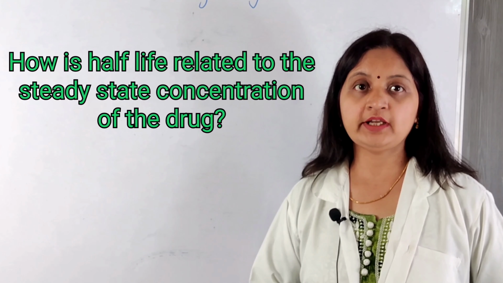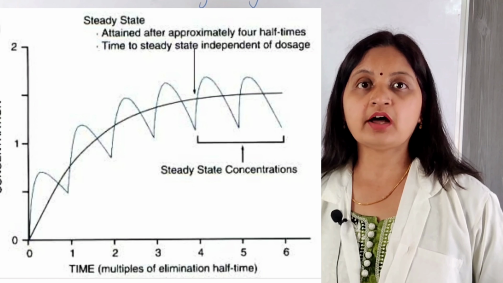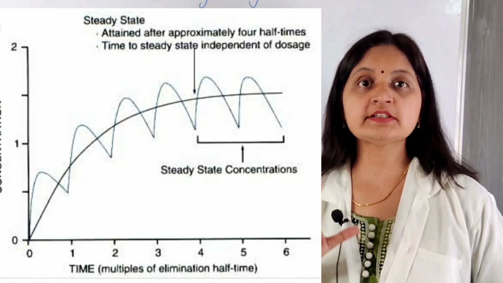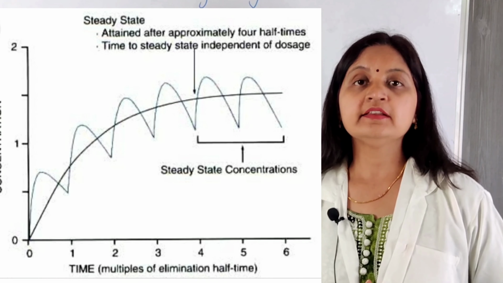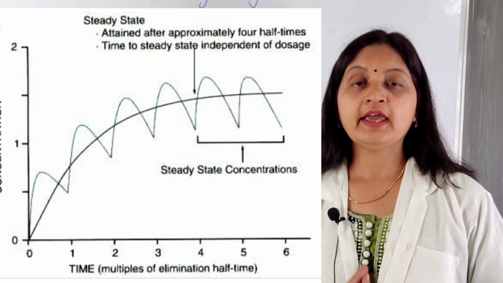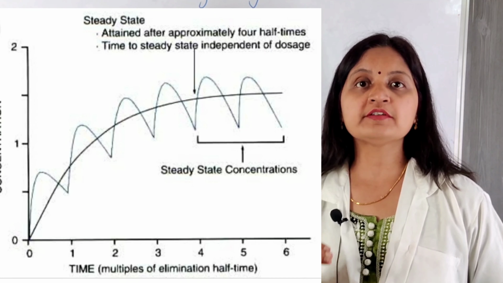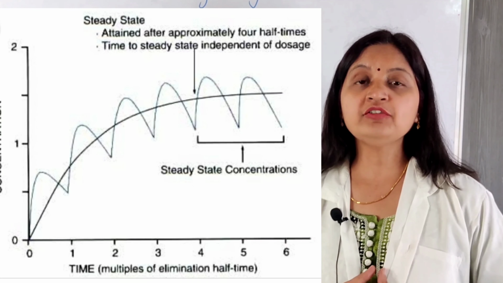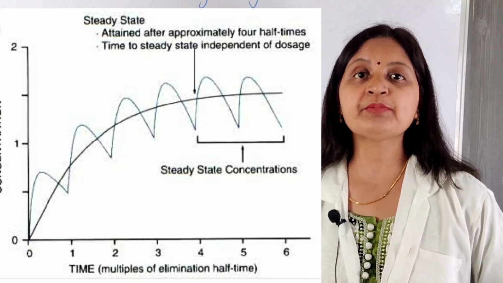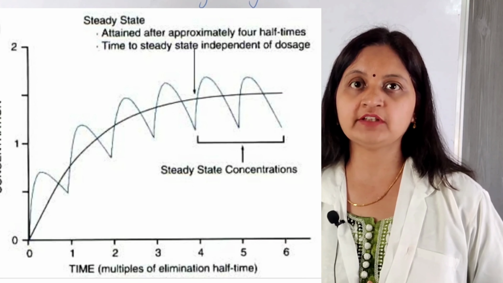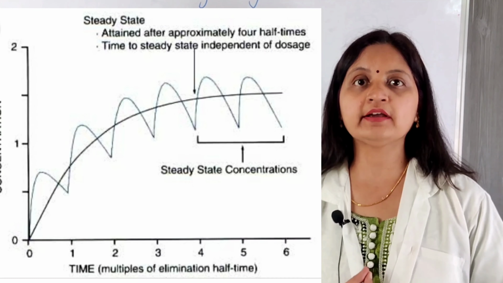So how is half-life related to the steady state plasma concentration of the drug? On administering a drug at regular intervals and at a constant amount, initially the plasma concentration of the drug is high. This is because the entry of the drug is greater than the rate of elimination of the drug from the body. So the plasma concentration of the drug rises, and if the drug follows first order kinetics, the rate of elimination is directly proportional to the plasma concentration of the drug. So if the plasma concentration rises, the rate of elimination also increases.